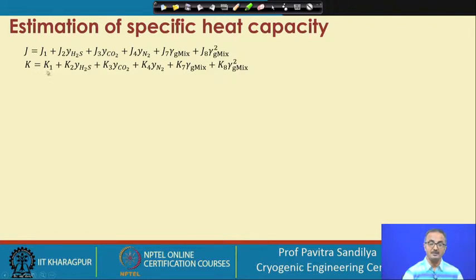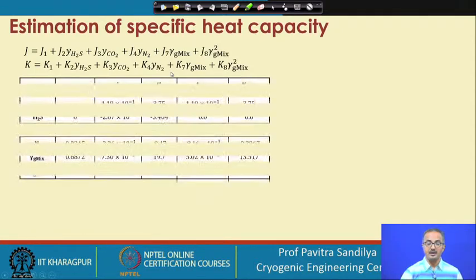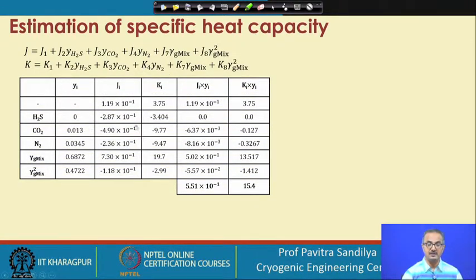So, again we have another parameter K, which is again given in terms of K1, K2, K3 etc., which are associated with the mole fractions of the H2S, CO2, nitrogen etc. Now, this is the table which gives us the value of these Ji's and Ki's, and for this expression what we do, write the mole fractions, the Ji values, and take these products of Jiyi and Kiyi, and the gamma mix is taken here, and then we find that this is the summation of the Jiyi and the summation of the Kiyi.